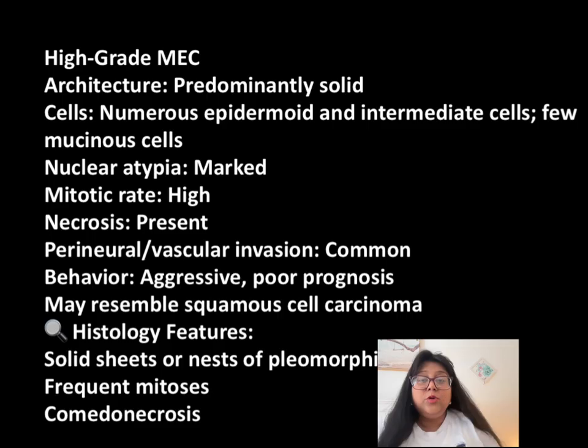In high-grade mucoepidermoid carcinoma, the architecture is predominantly solid and numerous epidermoid and intermediate cells are seen, whereas few mucinous cells are seen. There is marked nuclear atypia, the mitotic rate is high, necrosis is present, perivascular or vascular invasion is common, and the behavior is aggressive with poor prognosis. They may sometimes resemble squamous cell carcinoma. Histologically, you will see solid sheets or nests of pleomorphic tumor cells with frequent mitosis and comedonecrosis.